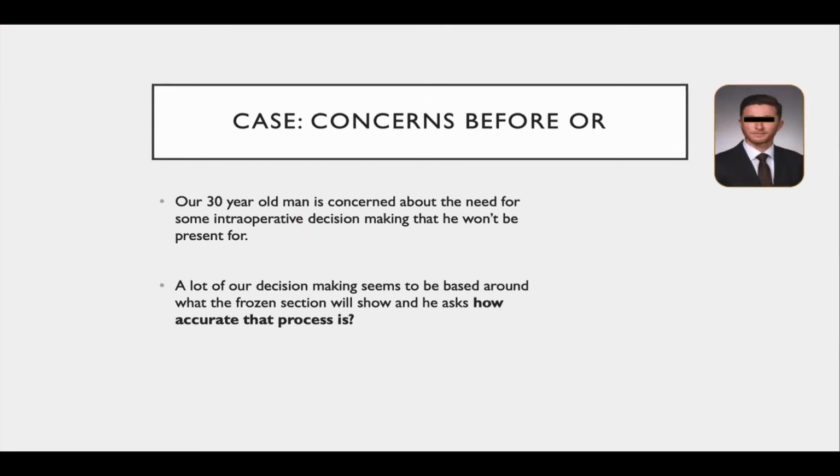So let's go back to our case. So we bring up these options to our gentleman, suggest that a partial orchiectomy would be maybe a good option for him if he wants to maintain some testicular function, which he does. However, he has some concerns about all this decision making we're going to be doing intraoperatively. It's based all around this frozen section. He questions how accurate frozen sections in this scenario are, as our decisions appear to entirely hinge around this process.